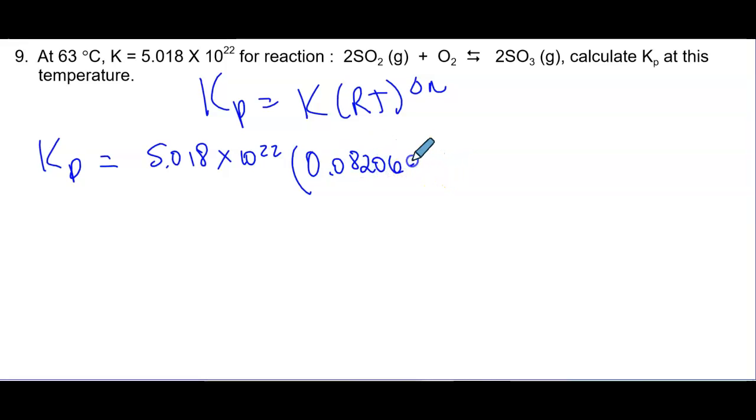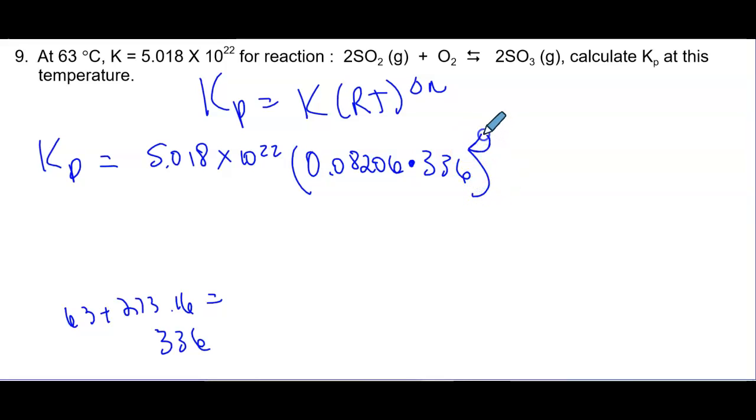0.08206. Temperature must be in Kelvin. Some of you messed that up, so I'm going to go over here and say 63 plus 273.16. See what that is. 63 plus 273.16 is 336. Okay, so this is going to be 336.